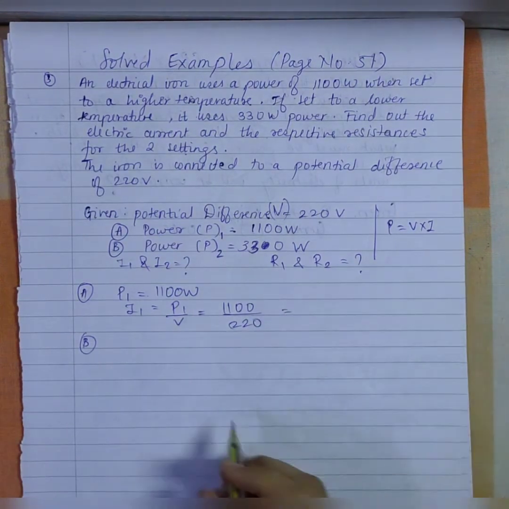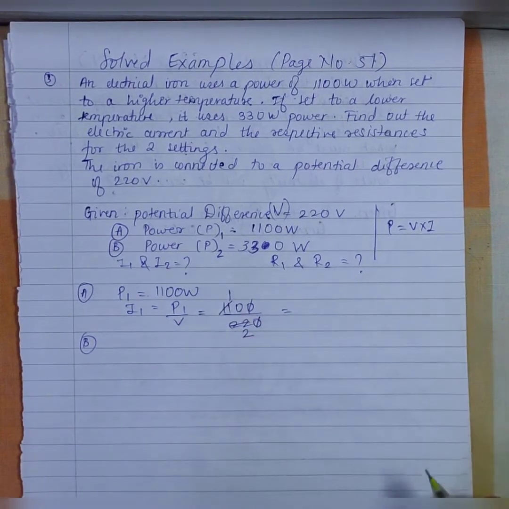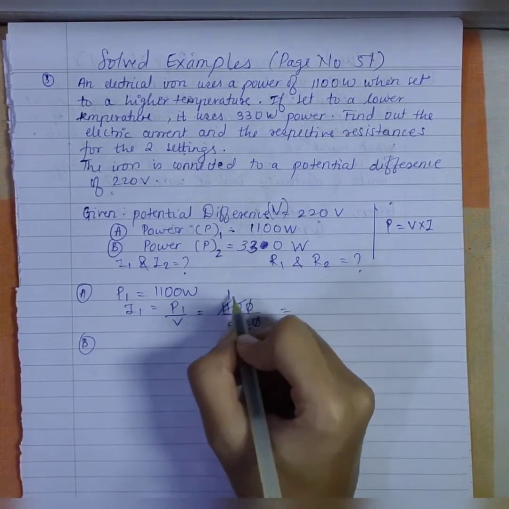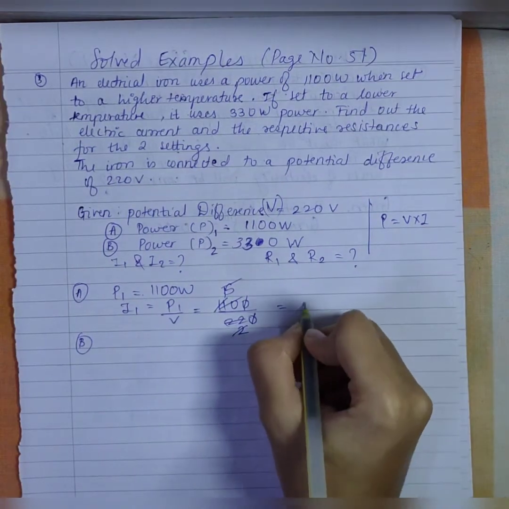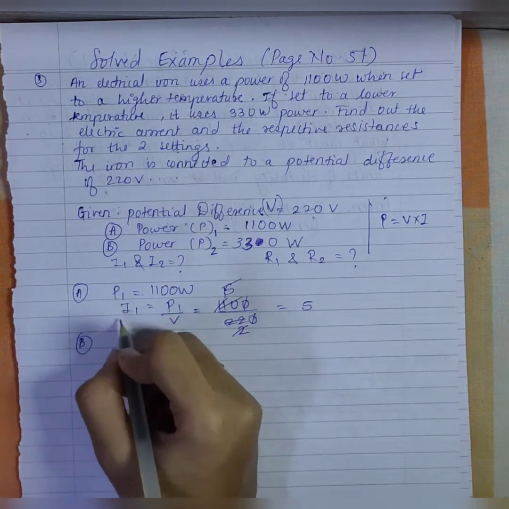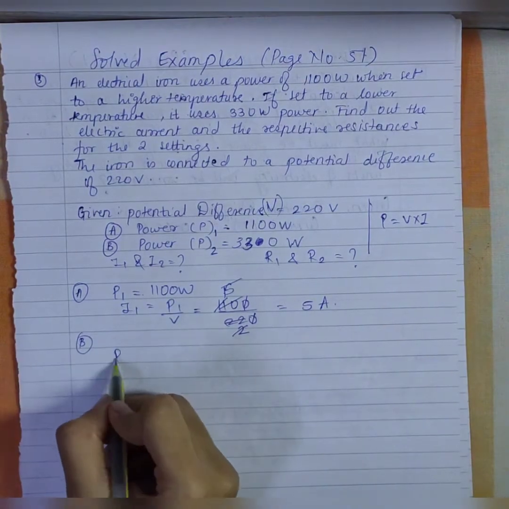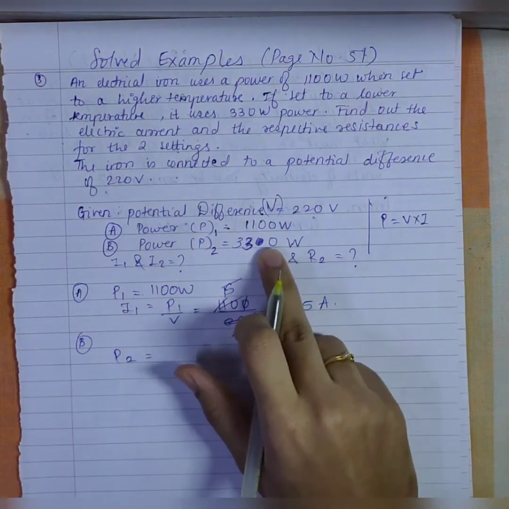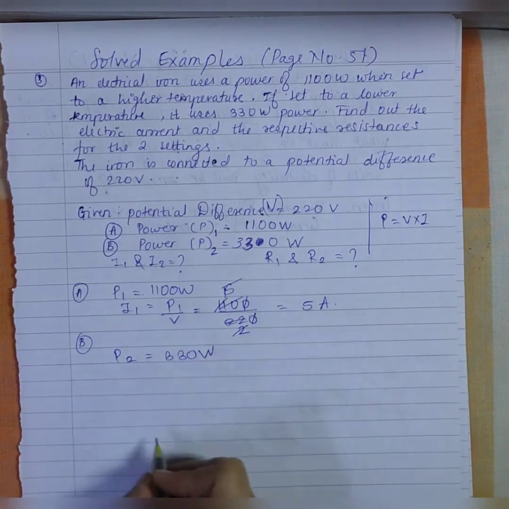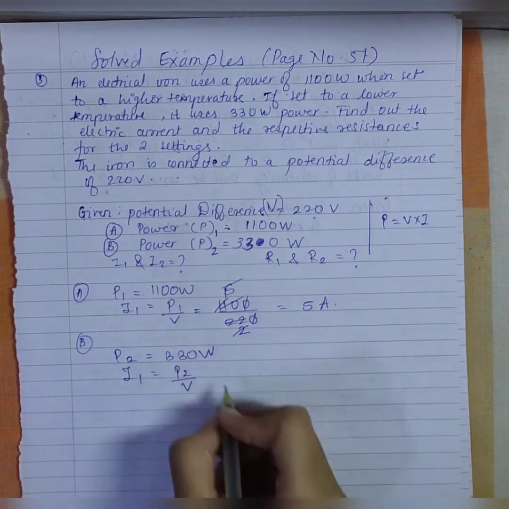So after solving this, what will happen? You know that this is 11 ones are, 11 twos are, and this is 10. So 2 ones are, 2 5s are. So here it will become 5. I, what is the current, unit for current? It is amperes. So you need to mention that as well. For the second part, for my P2 is equal to 330 watt. What is my I? So I2 will be P2 upon V.